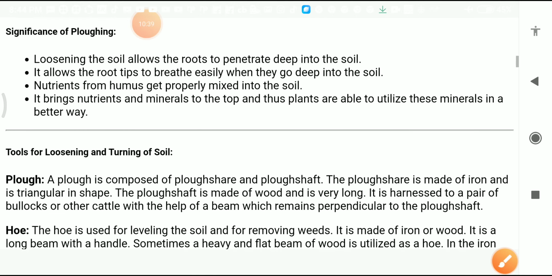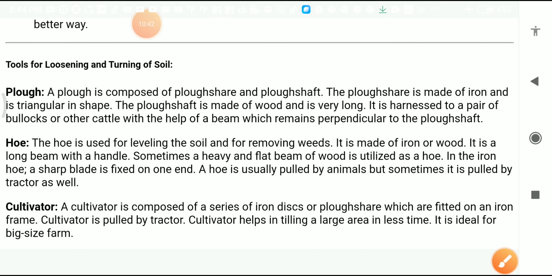Now another topic is tools for loosening and turning of the soil. I told you about tools earlier also. Tools means implements. Which types of implements do we use in agricultural practices? First one is a plow, second one is a hoe, and third one is a cultivator. I already told you that the plow is one kind of implement which we use for loosening and turning of the soil, and its shape is given here.